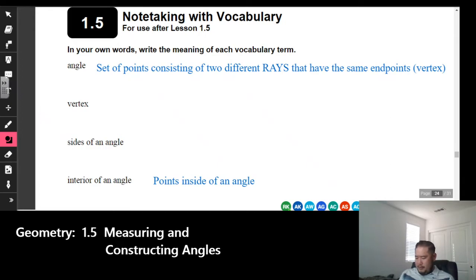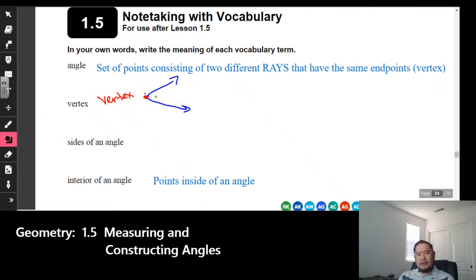Okay, so here's the thing. When we have a ray, an angle ends up being two rays, right? We have ray 1, and then we have ray number 2. And they happen to meet right here, which happens to be your vertex, where the two rays meet.